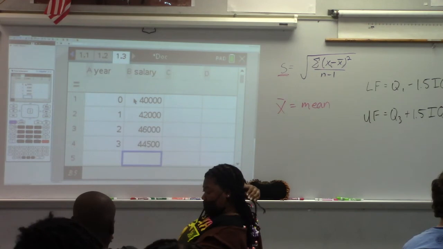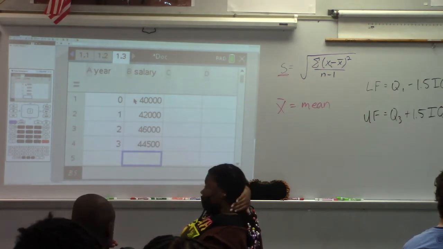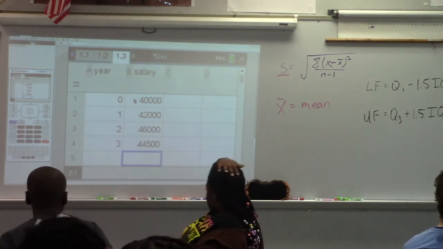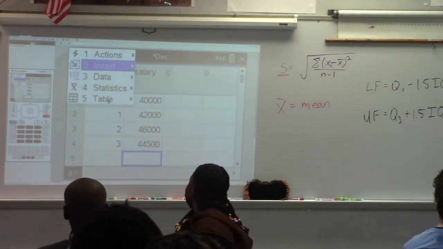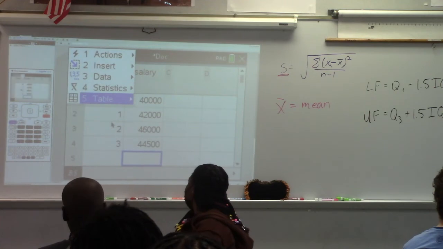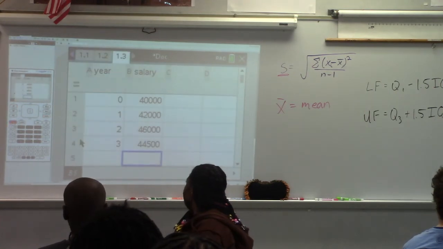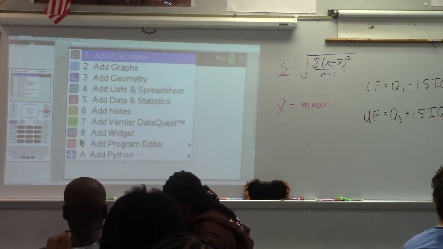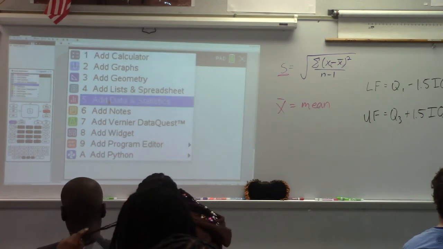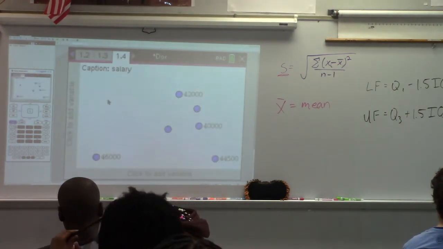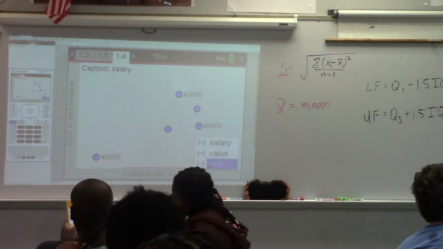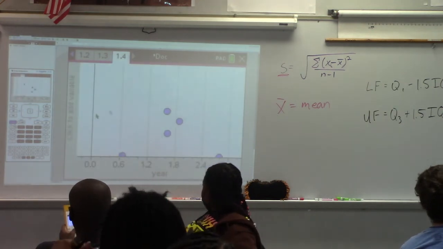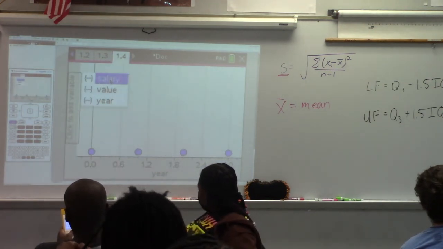Once you have your data in lists and spreadsheets, what are we going to do? Not menu, because remember, menu is just going to give me operations. Control, doc, add a page. What page do I need? Remember, data and statistics is where I can graph. What was the independent variable? Year was independent, the x. Salary was the y axis, the dependent.